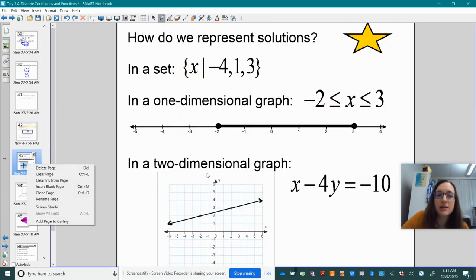So how do we represent solutions? Well, in a set, all the numbers for x where we have -4, 1, and 3, we could just write it out as a set. In a one-dimensional graph, if we were to graph this here, there's our discrete function. If we are to graph a continuous one, we'd have a line on our number line. If it's a two-dimensional graph, we have a line that could go at any angle, and it continues on forever and ever.